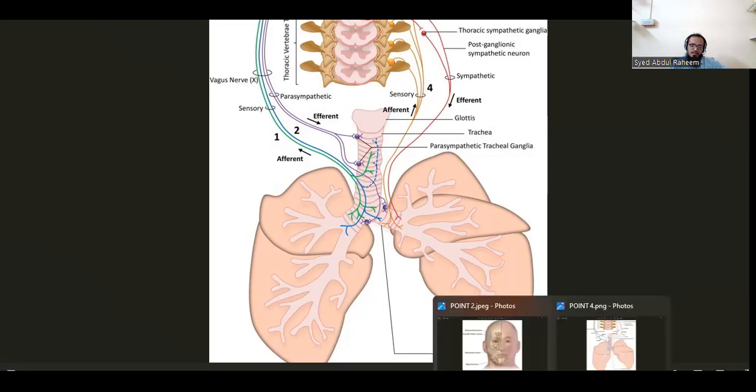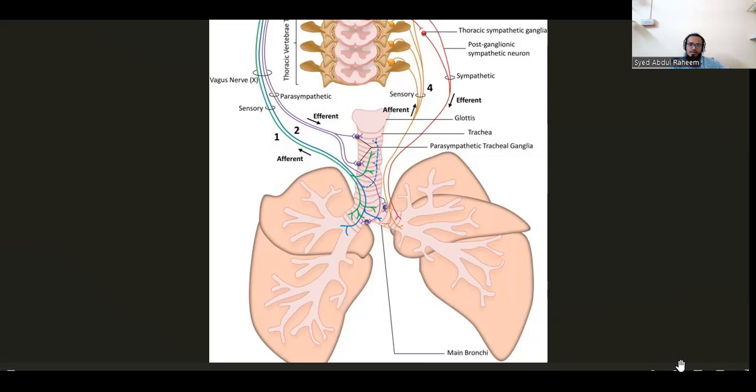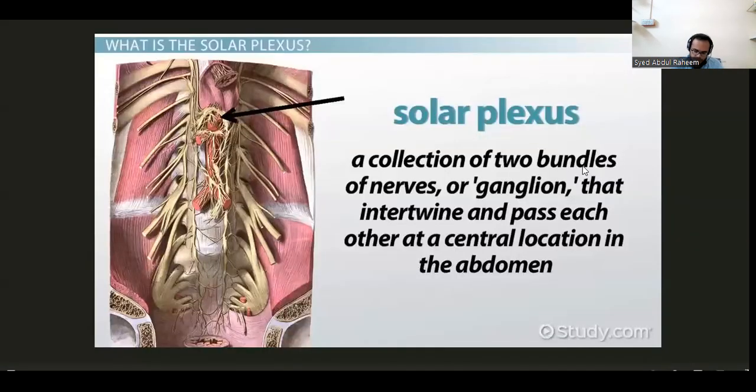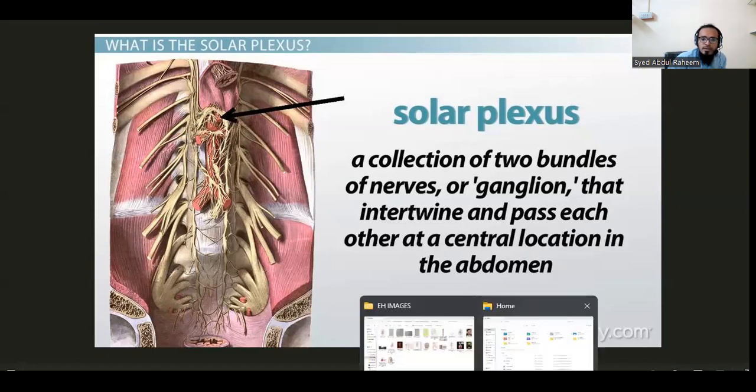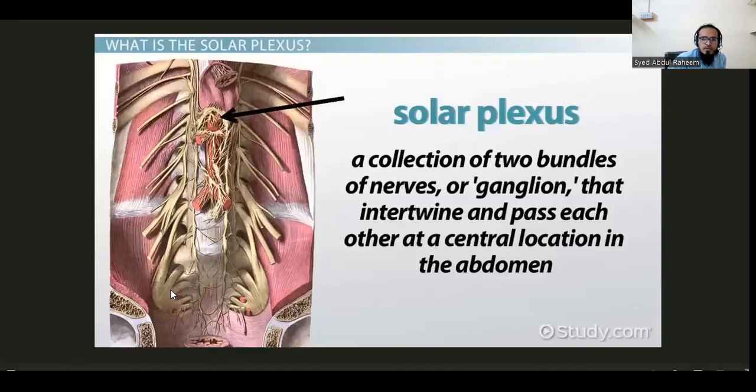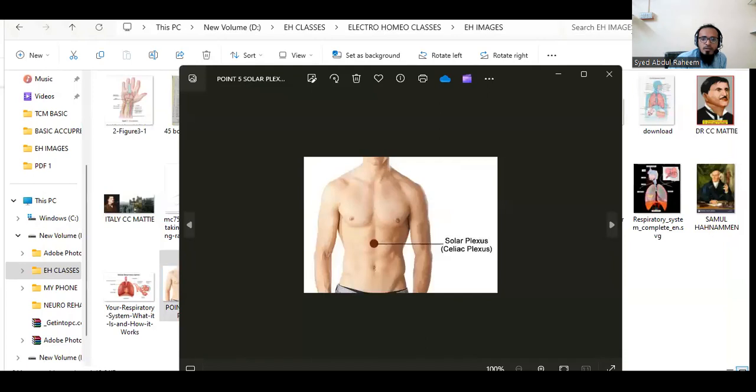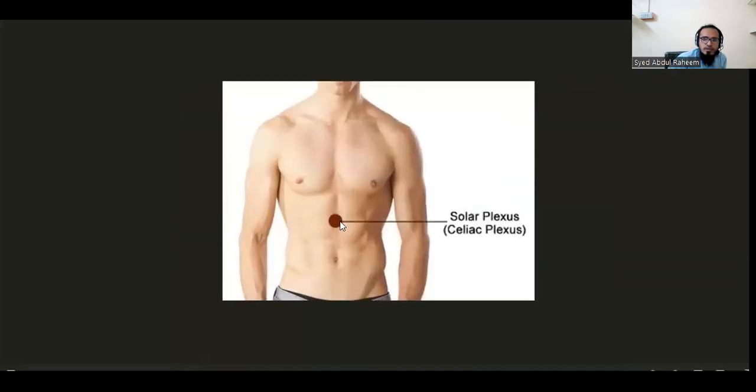Next is the solar plexus. Let's see the solar plexus. Next, we have the fifth number, that is the solar plexus. Here you can see this is the solar plexus, a bundle of many nerves, where the nerves terminate to other parts. We have another image also. You can see this, so this is the solar plexus.